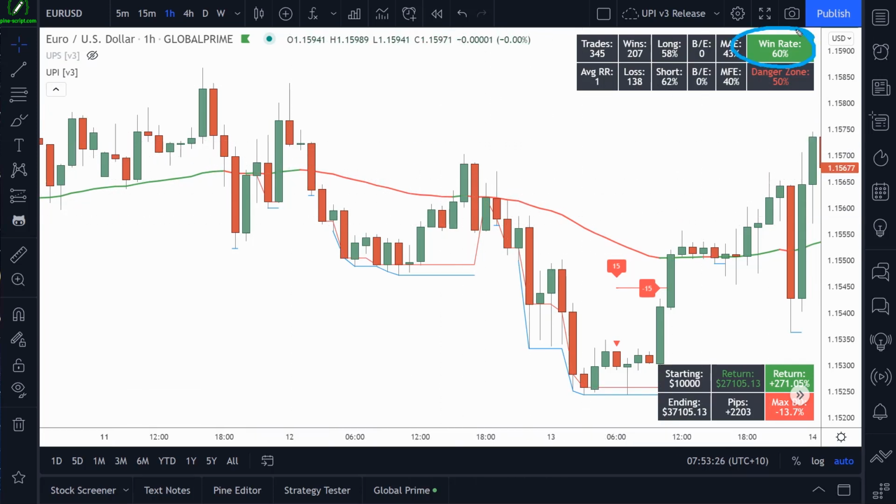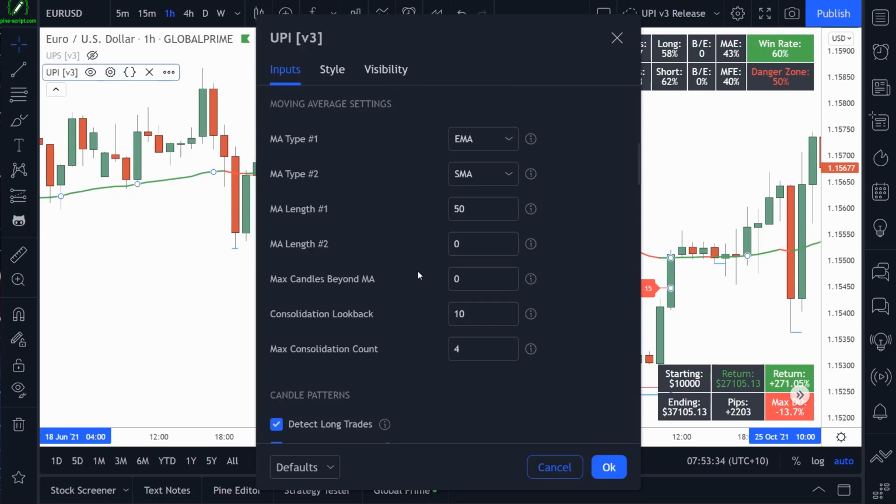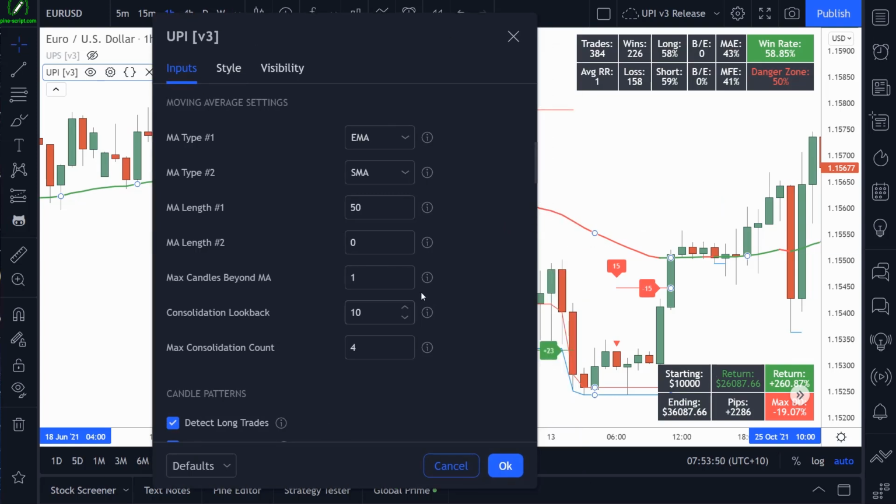And that actually increased our win rate slightly. So this is another filter worth playing around with in your testing. I find that allowing at least one candle to close beyond the moving average is a good happy medium. You do get some lower quality trades, but the increase in trade frequency tends to make up for that in terms of profitability.